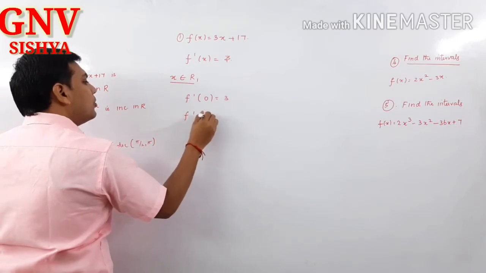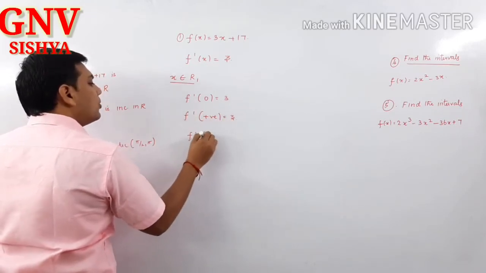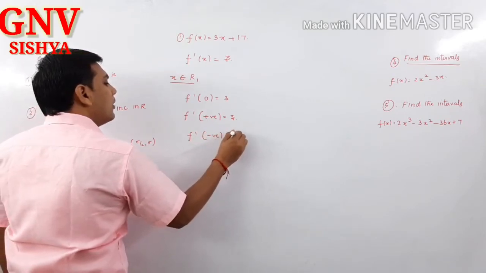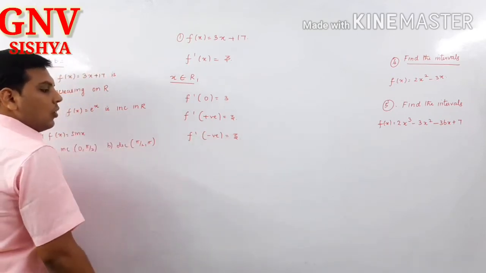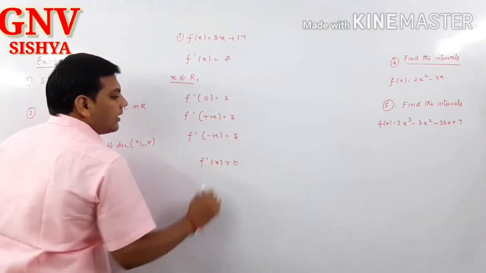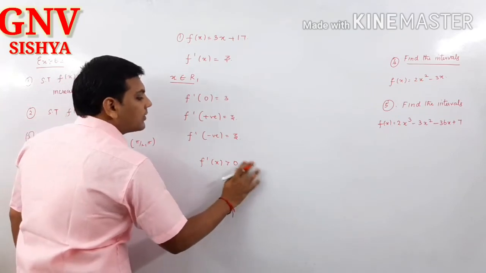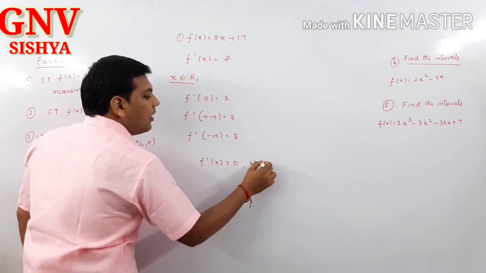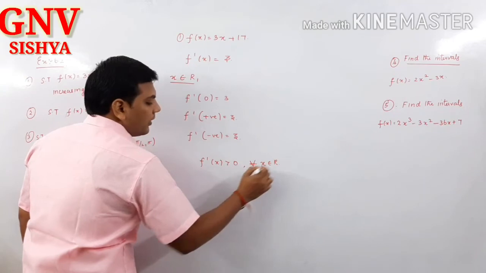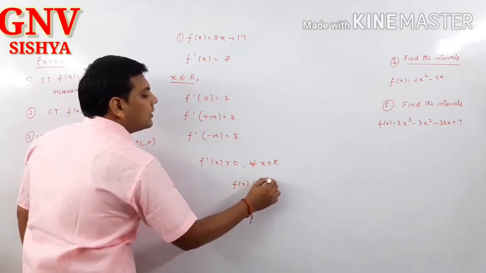If I substitute any positive value, then also it will be 3. If I substitute any negative value, then also it is going to be 3. Correct? So your f dash of x is always greater than 0. It means positive for all x. For all x belongs to real numbers. Therefore I can say that f of x is an increasing function.